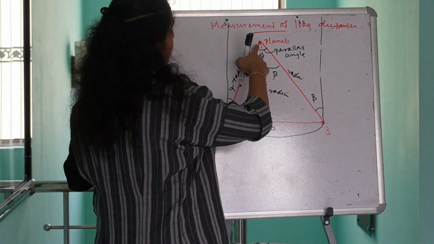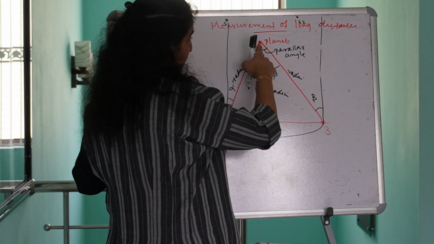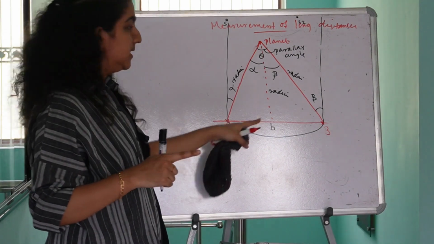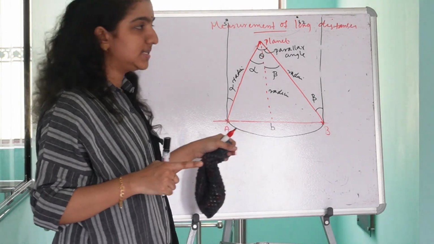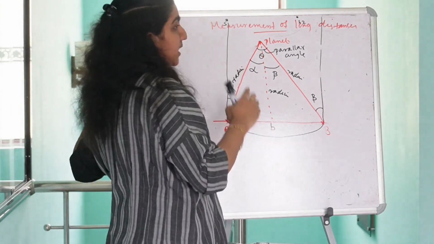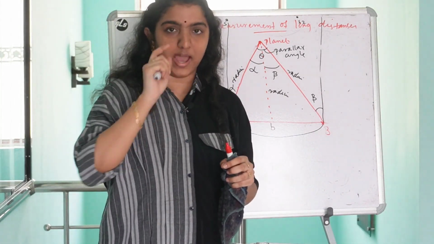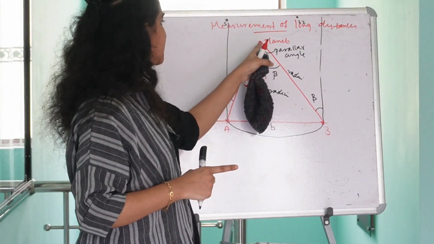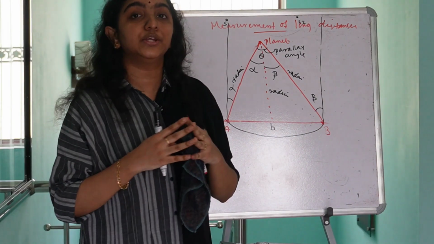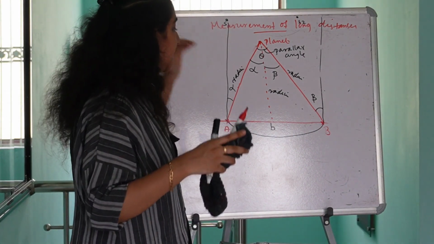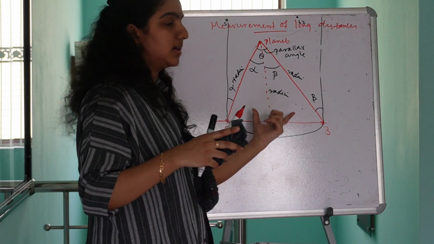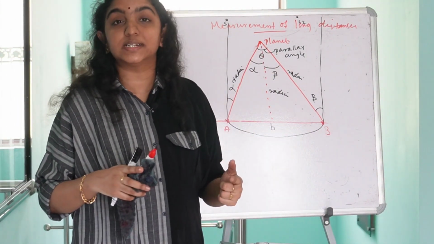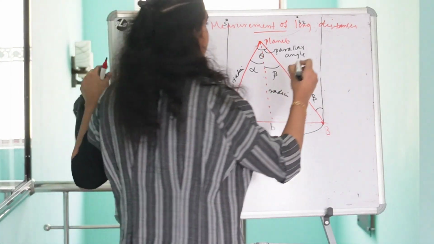So here the distance to the planet from the Earth's surface is nothing but the radius of this particular arc, isn't it? Yes. So I know an equation connecting the angle subtended by the arc at the center of the circle, the radius of the circle, and the arc length. What is that equation?